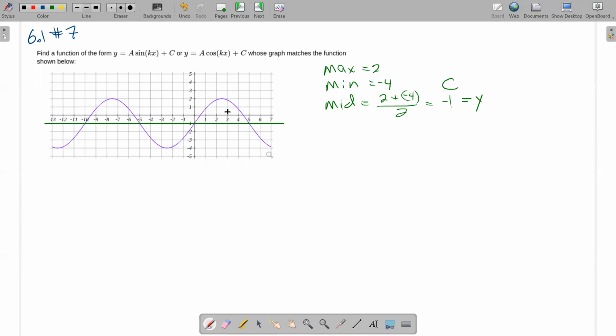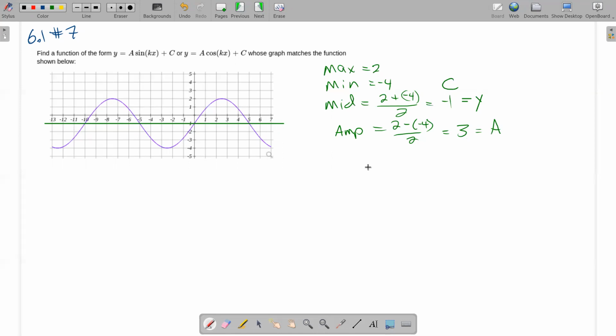The amplitude then is just the distance off of that. So if I add them up to find the midline and divide by 2, if I instead subtracted them, find the distance and cut it in half, that's always going to be the amplitude. So the amplitude is going to be 2 minus -4 over 2. That's a distance of 6 top and bottom. Divide by 2 is 3. And so that right there is my amplitude A. We can see on the graph here, the distance from -1 up to 2 is 3. -1 down to -4 is also 3. So I have the amplitude.